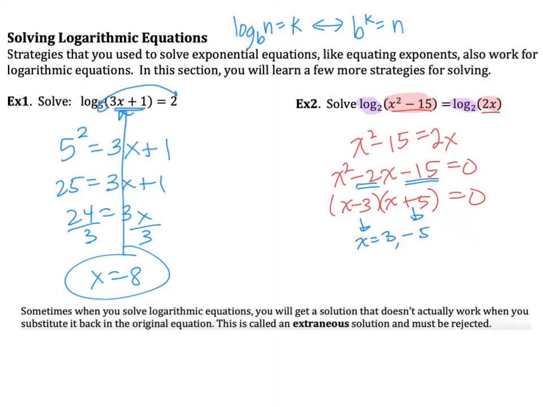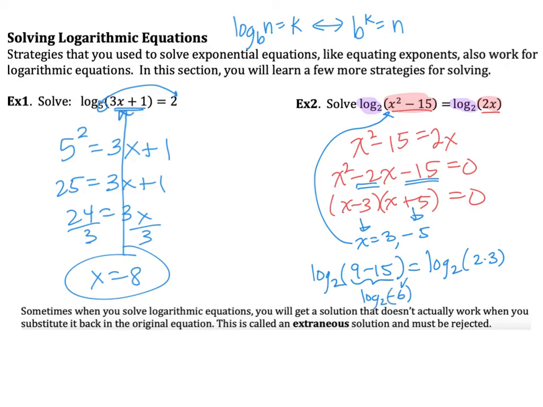Now, if I plug in a 3, right? When I plug in a 3 up here, I get log base 2 of 9 minus 15 equals log base 2 of 2 times 3. Well, what's the problem here? 9 minus 15 is negative 6. Am I ever allowed to have a negative number here? No. Not only that, these don't equal each other. So this solution actually does not work. So you have to check your answers.